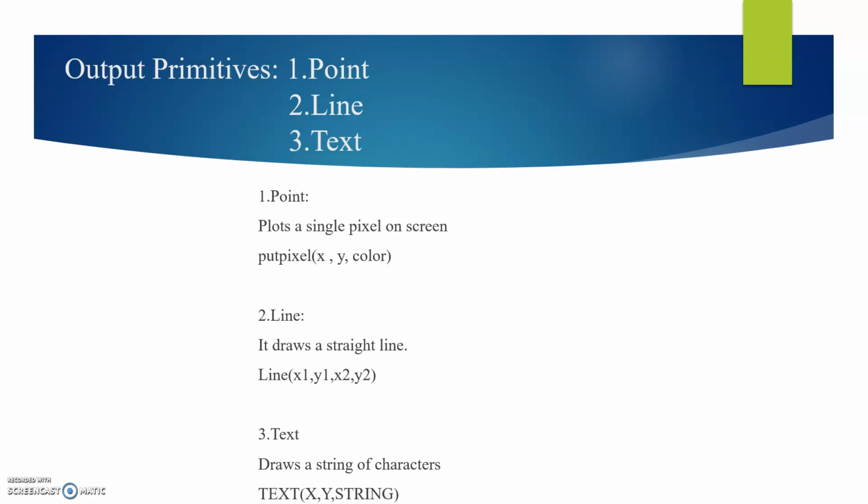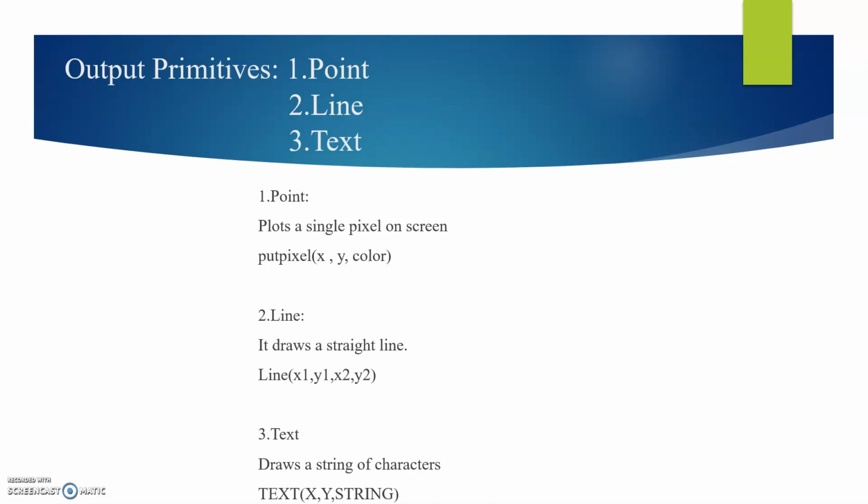For example, consider following command. Put pixel in round bracket open x, comma, y, comma, color. It displays pixel at x, y coordinate position in a given or a specified color. Second output primitive is a line. It draws a straight line. Attributes are line type, width, color.